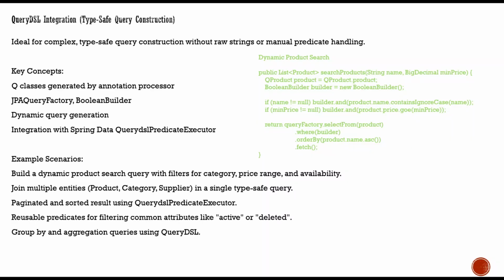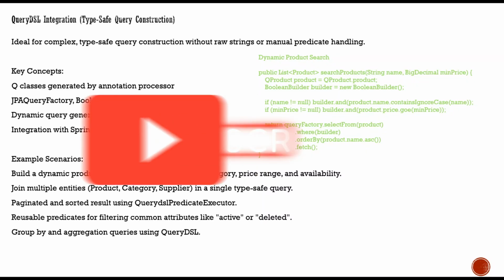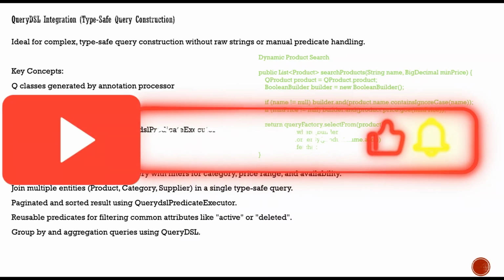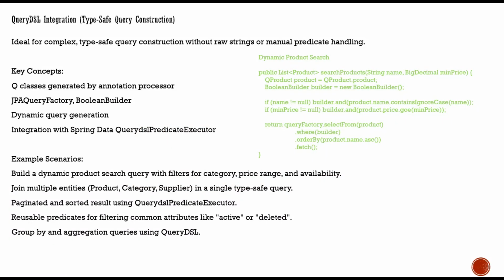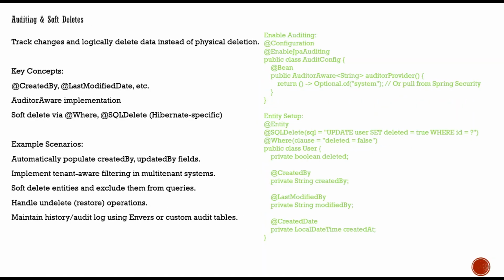On the right side if you see dynamic product search, I have written the search product which will take name and the minimum price, and then if you see the QProduct over there, and then you will see the BooleanBuilder as well. Then you can add that particular details, the builder details over there, and then the conditions over there, and then the query factory will call the select from product wherever the condition is, and then try to fetch those things. Okay, this is how we can write that QueryDSL.